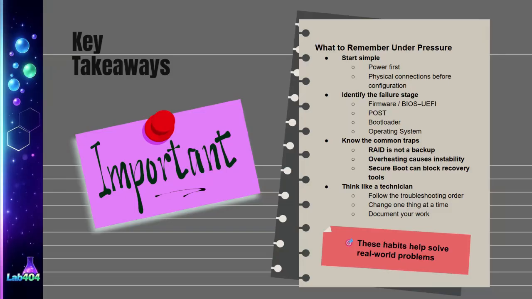Now some key takeaways. You always want to start with power and physical connections. Know where the boot process is failing, whether it's with the firmware, host, bootloader, or operating system. And remember, RAID is not a backup. Overheating can cause instability, and Secure Boot can block recovery tools. Mastering these concepts prepares you for the exam and real-world IT support problems.